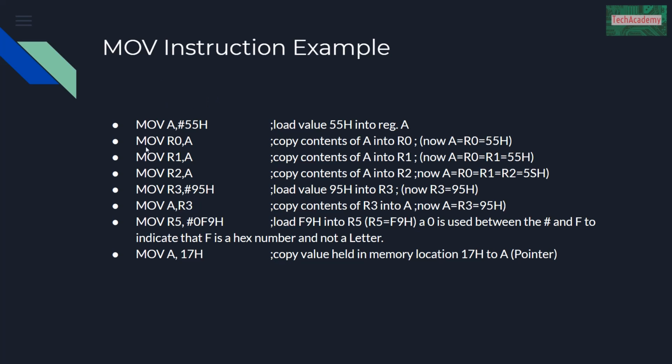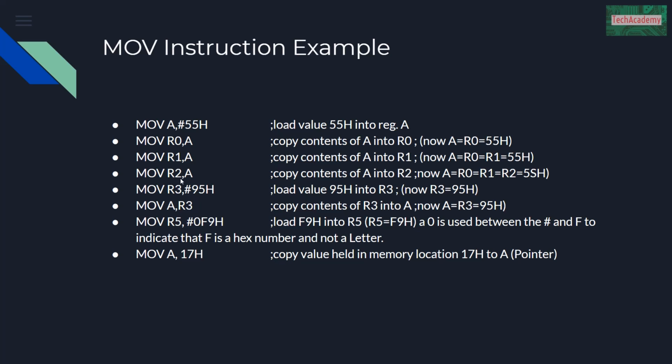Then another example is move R0 comma A. So here the source is accumulator and destination is R0 register. Okay, so when we execute this instruction, whatever the value is there in accumulator will get copied into register R0. Similarly, another example is move R1 comma A, or accumulator. So similar to this, whatever the value there is in accumulator, let's say it holds the value 55H, then that 55H will get transferred into R1.